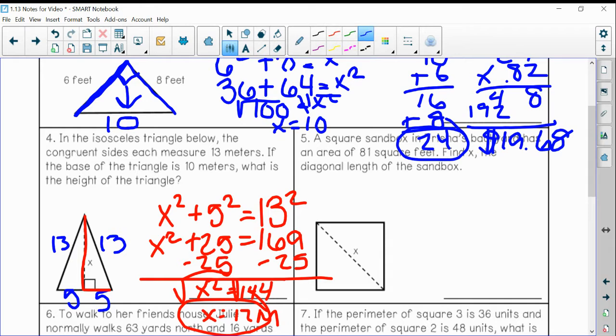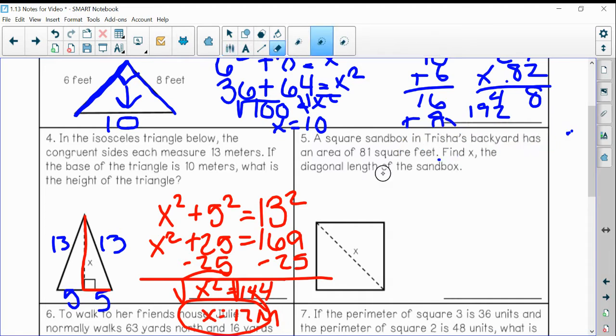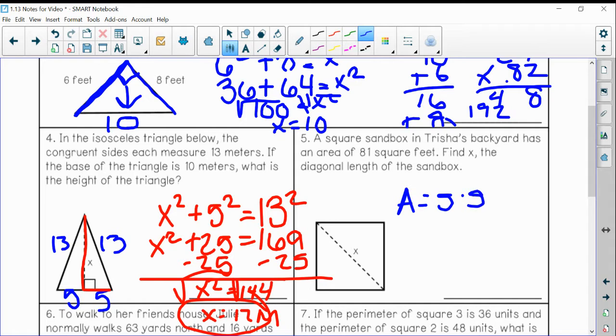Well, first off, in order to find that diagonal length, I need to know what those side lengths are. So, area of a square is side times side. So, if we take the square root of the area, we'll know what the sides are. Well, the square root of 81 is 9. So, each side is 9.